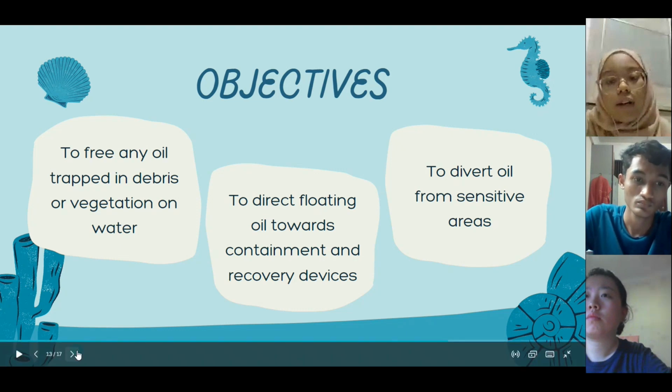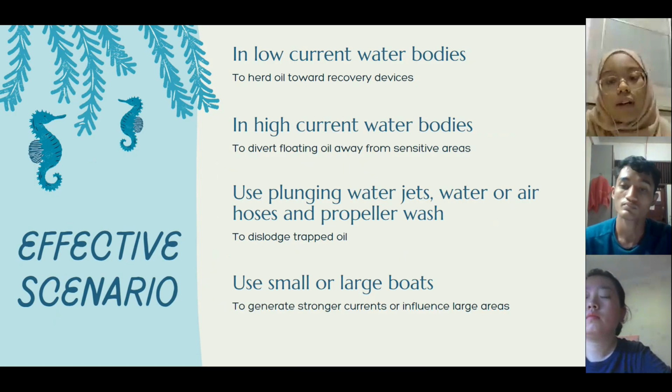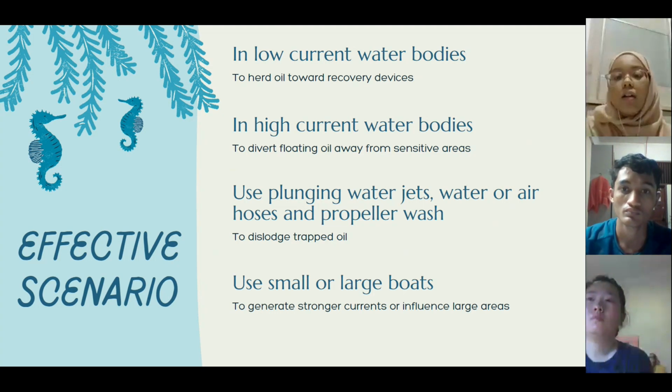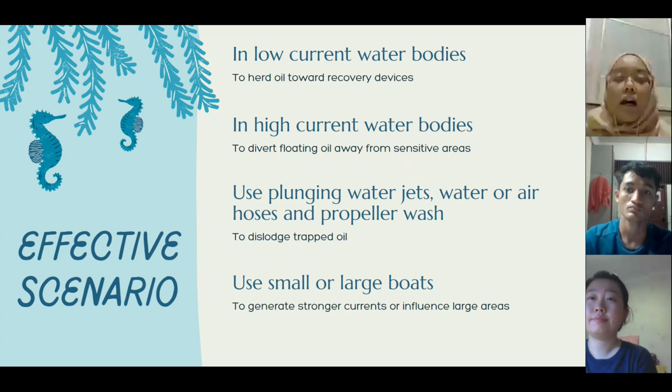Next. For the effective scenario, physical herding is used in low-current or stagnant water bodies to herd oil toward recovery. It is also used in high-current situations to divert floating oil away from sensitive areas. It uses plunging water jets, water or air hoses and propeller wash to dislodge any trapped oil and divert or herd the trapped oil to containment and recovery areas.